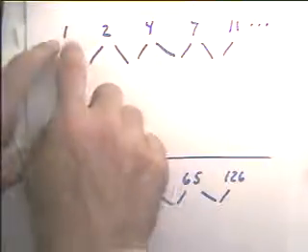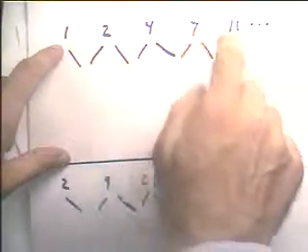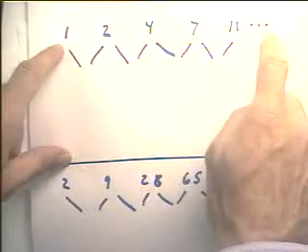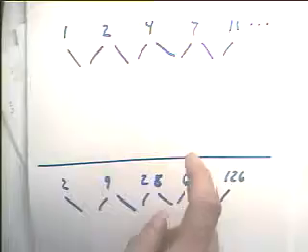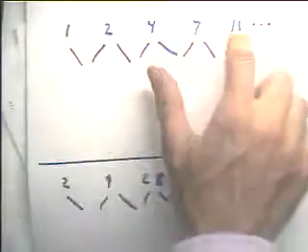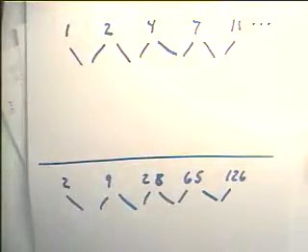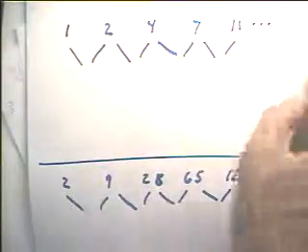If we look at the sequence 1, 2, 4, 7, 11 and try to predict the next number in the sequence, there's a technique we can use. Before I do that, you should pause and attempt to find the next number, the most probable next number in this sequence.